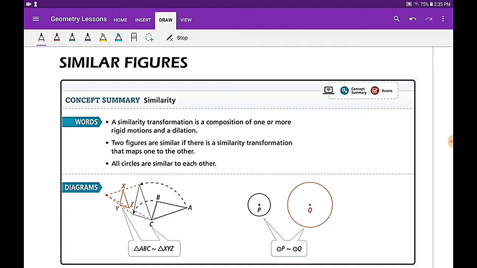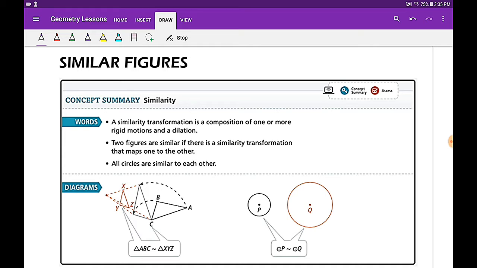Now, some objects, some shapes, are similar automatically. For example, if I make this statement, all squares are similar, do they look alike? Do all squares look like squares? The answer is yes. Any two squares are similar.